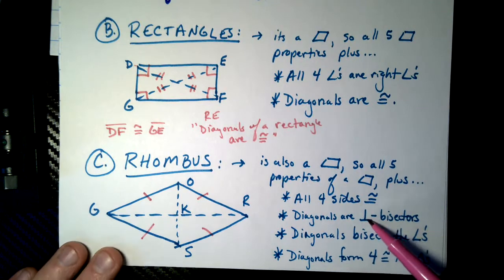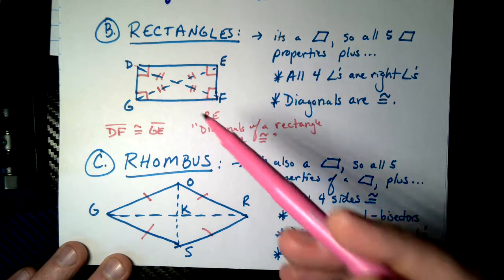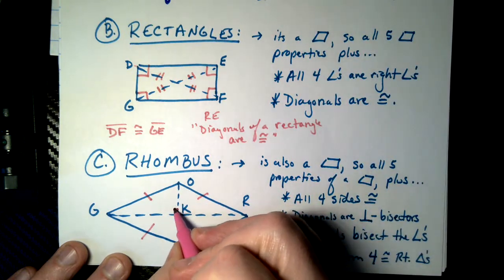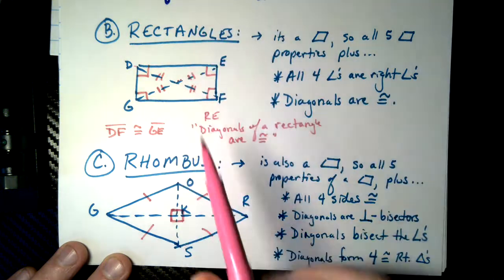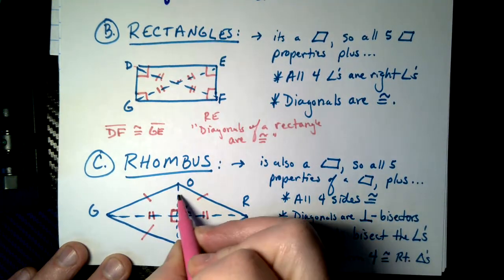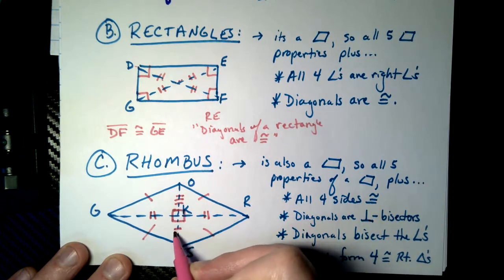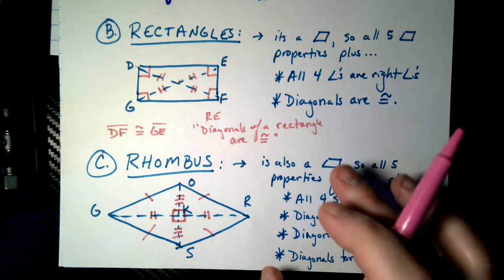The diagonals are perpendicular bisectors. So the diagonals still cut each other in half, like the other two. But now they are perpendicular where they meet. Not true here. Not true in the one up above. They are now perpendicular bisectors of each other. So they cut each other in half, and they meet and make four right angles in the middle. They also bisect the angles they come in and out of.